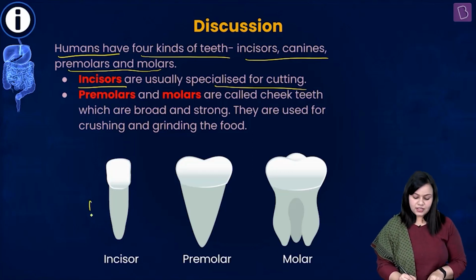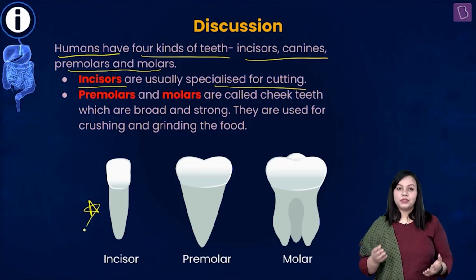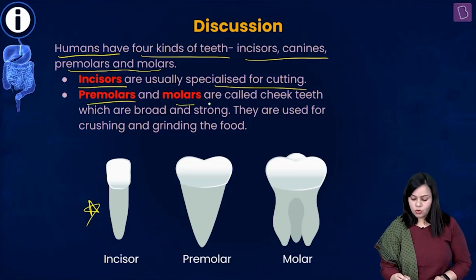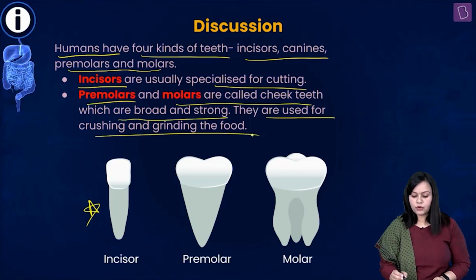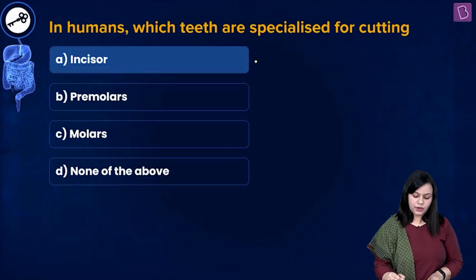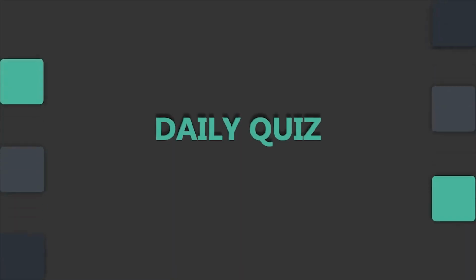You see this incisor here? That is what incisors do. They allow the cutting or biting of the food. Premolars and molars are called cheek teeth, which are broad and strong, and they are used for crushing and grinding the food. So the right answer for this particular question is going to be option A, that is incisors.